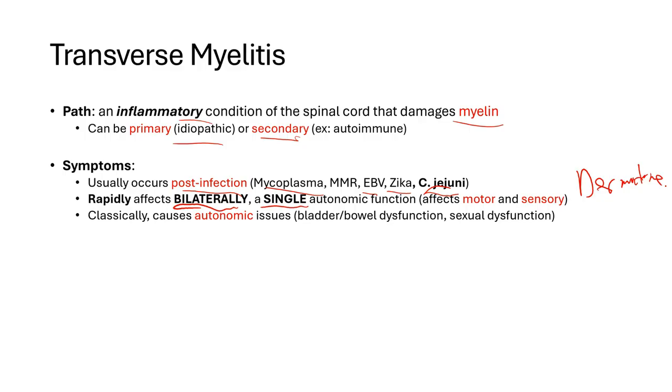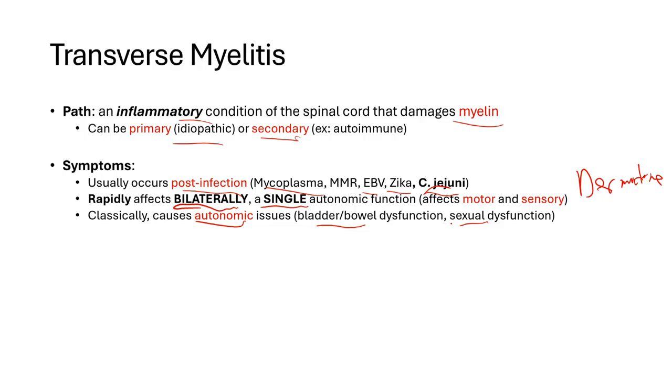This will typically affect the motor, sensory, and autonomic symptoms of a single dermatome. This classically causes autonomic issues, which is not a classic finding in GBS. The classic ones will be bladder or bowel dysfunction, or sometimes sexual dysfunction as well. So transverse myelitis is an inflammation of both sides of one horizontal level of the spinal cord.